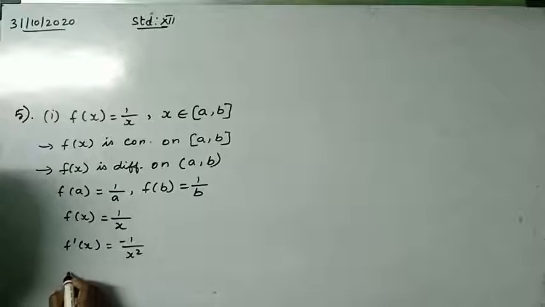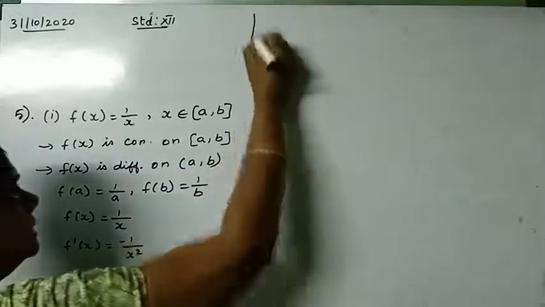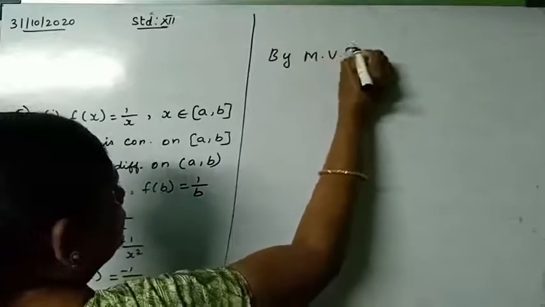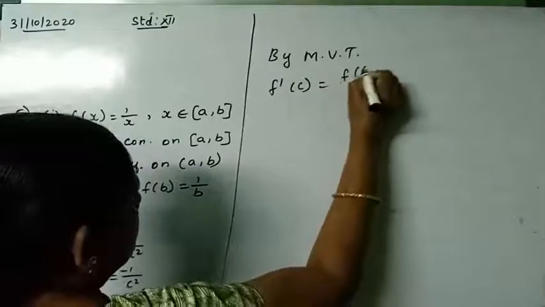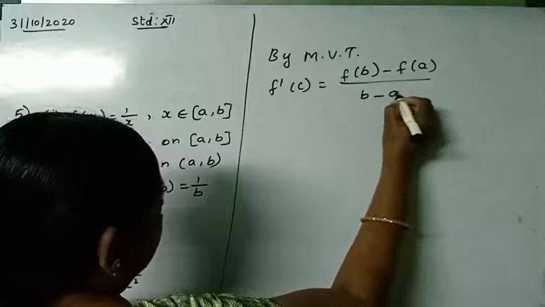Then there exists a point c, therefore replacing x by c, we are getting f dash of c equal to minus 1 by c square. Now let us apply the mean value theorem. So by mean value theorem, the formula is f dash of c equal to f of b minus f of a divided by b minus a.